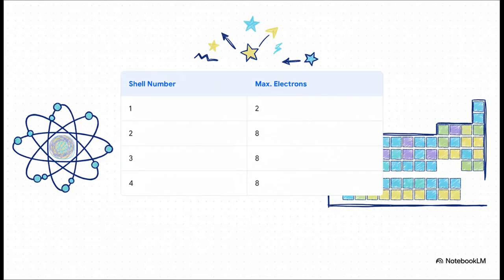Okay, last rule of the game. Each shell has a maximum capacity. The first shell, the one closest to the center, is pretty exclusive. It can only hold 2 electrons. After that, the next few can hold up to 8. The golden rule here is you always have to fill the shells from the inside out. Fill up one before you move to the next.